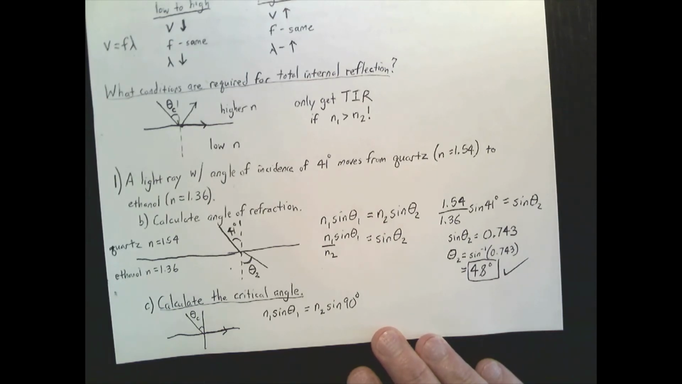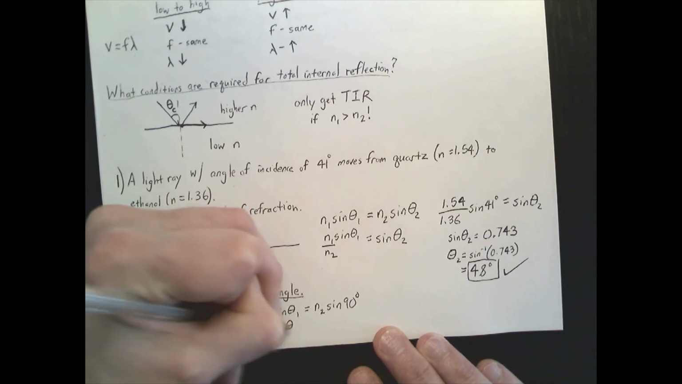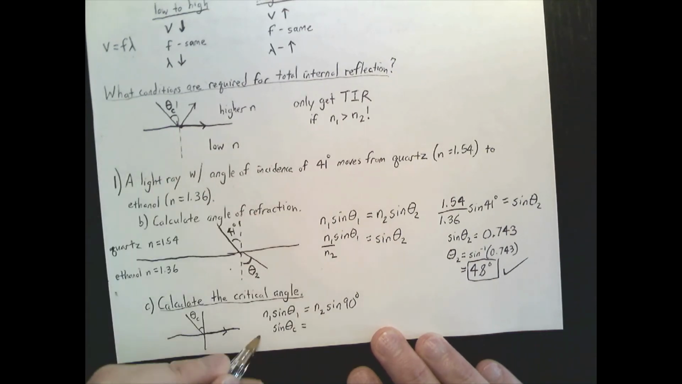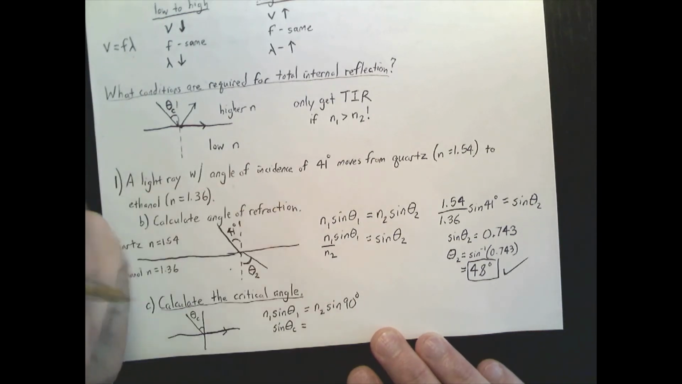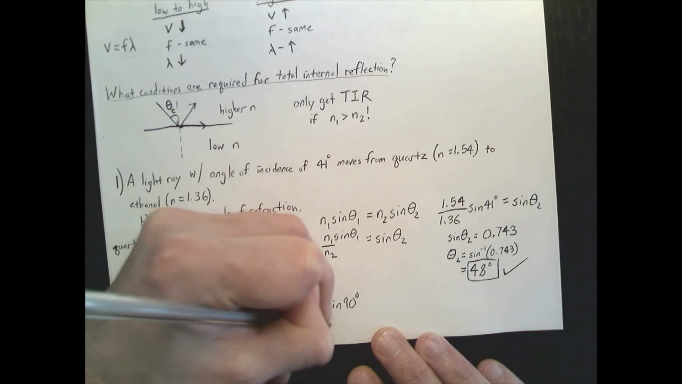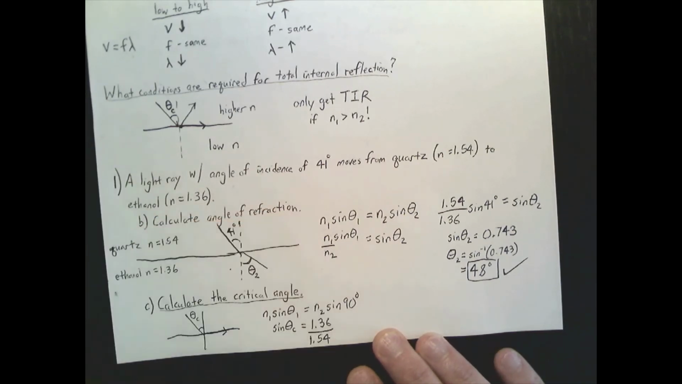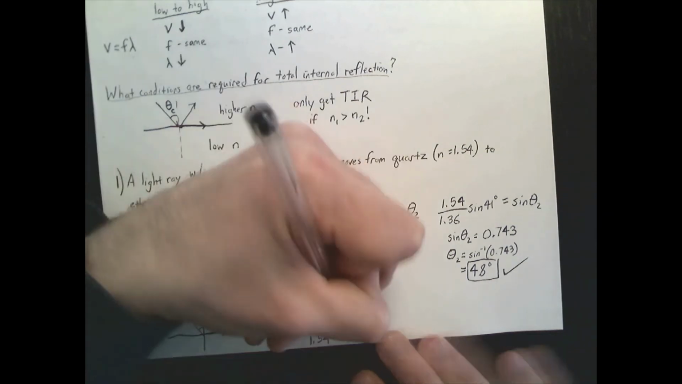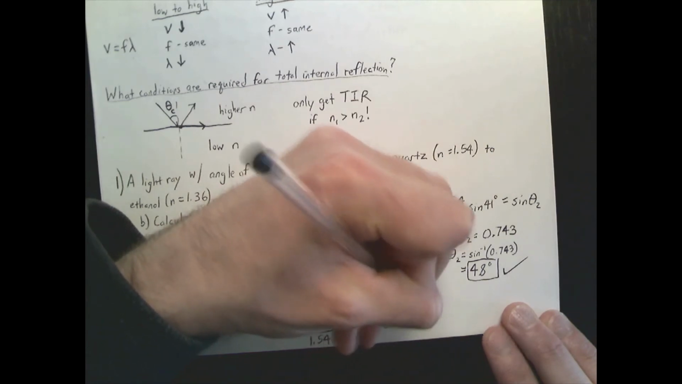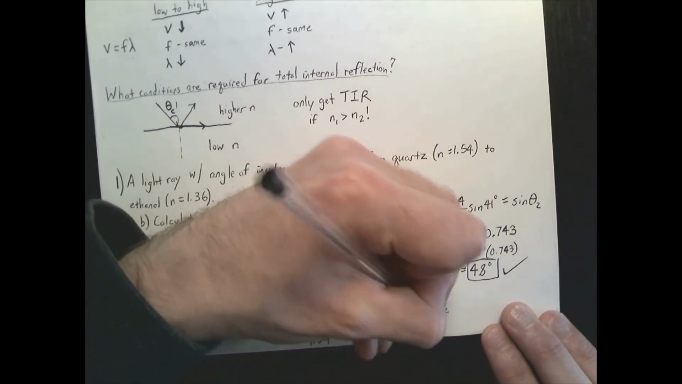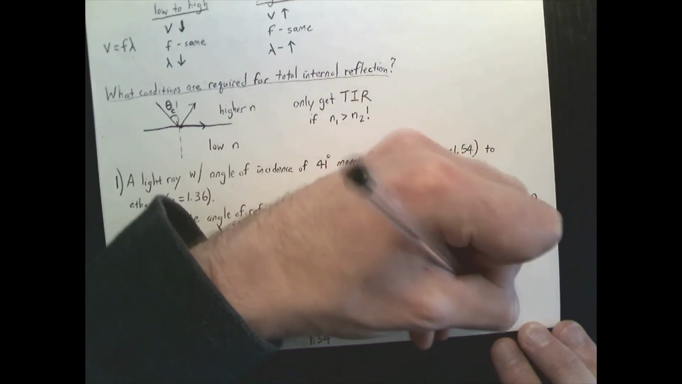So we can plug in the numbers that we know. We're going to solve theta 1 is now the critical angle, theta c. Divide both sides by N1. We get sine 90 is 1, so we're just left with 1.36 on the other side, divided by 1.54. And now I'm going to do inverse sine of both sides to get theta c equals sine inverse of 1.36 over 1.54, and this ends up being 62 degrees.